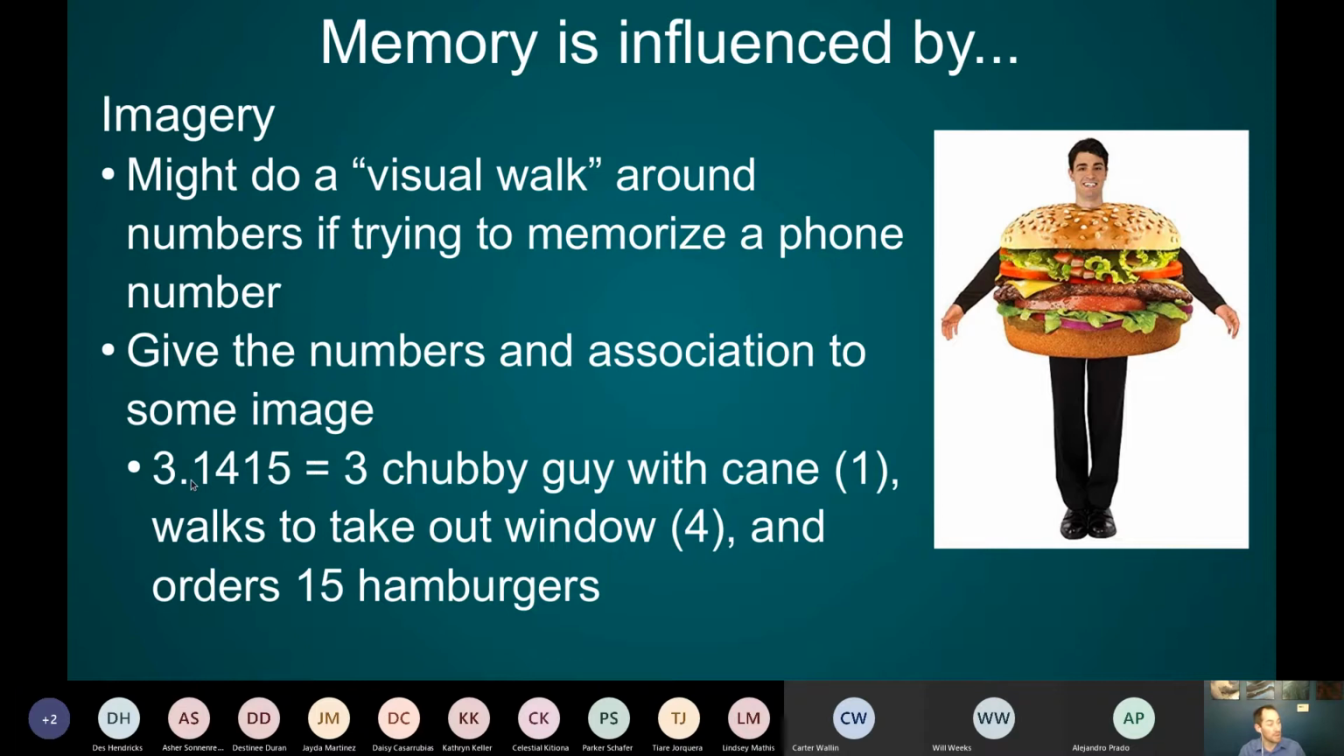So you could also look at the numbers as actual things or beings or objects. So you might say that here, thinking of pi, 3, you might see that as a chubby guy with a cane. A 1 walks to take out a window. Why was I saying this? Orders 15 hamburgers. I don't remember this example now that I read it again. It made sense to me earlier. It's getting late in the day. I guess that's why.